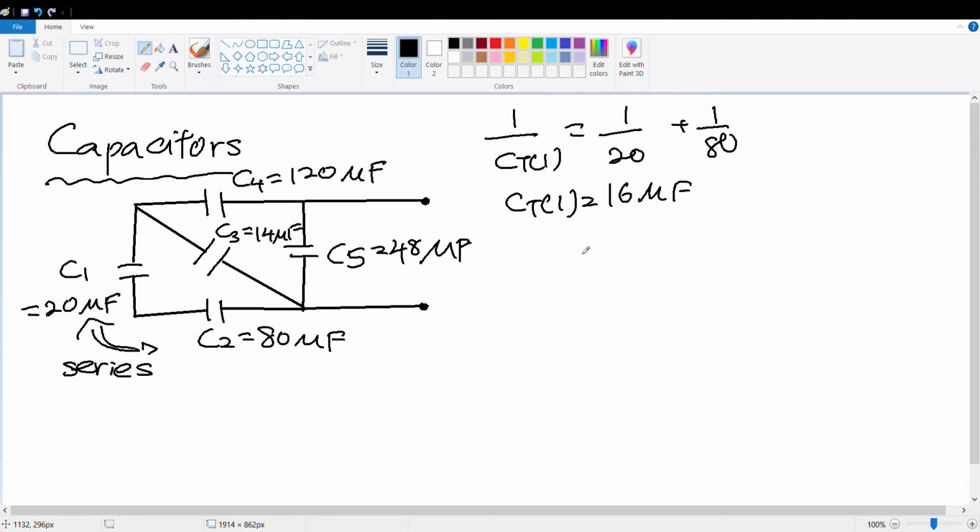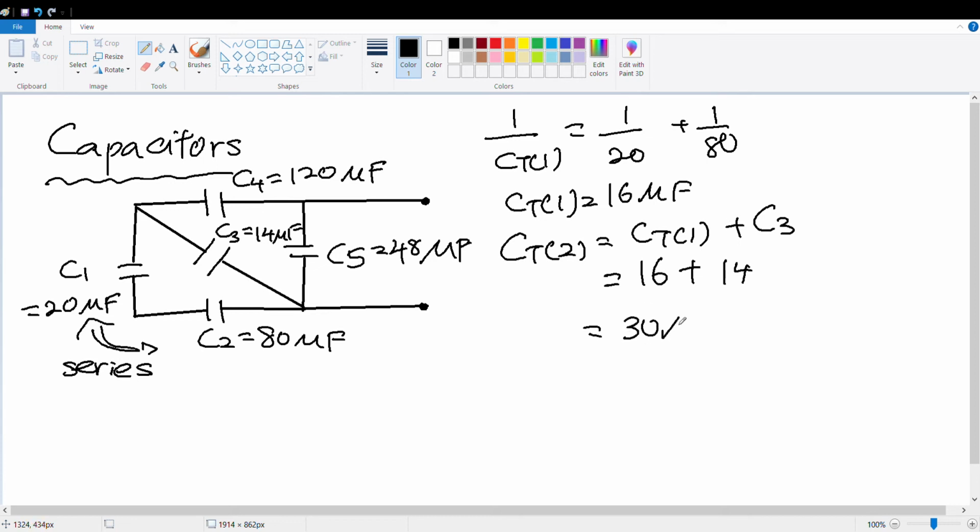So the total capacitance with C3, since both of them are in parallel, my CT2 is equal to CT1 plus C3. It is in the form of parallel. My CT1, remember, is the combination of the first and the second capacitor. So 16 plus 14, what I get is 30 millifarad.